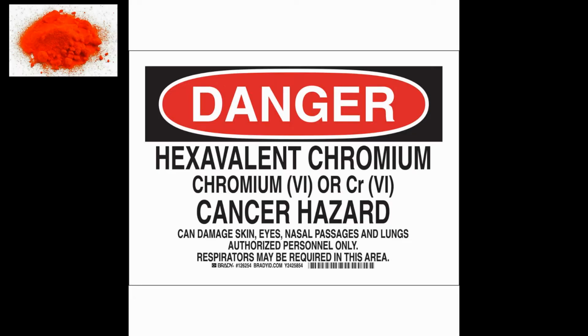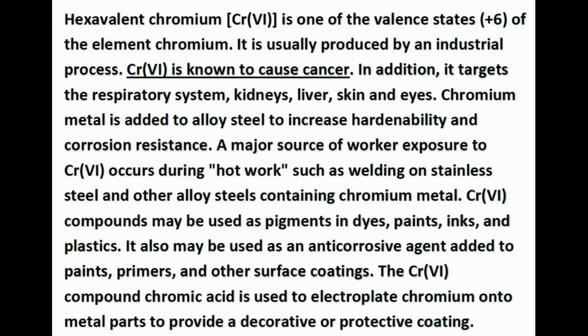And next we have hexavalent chromium, also known as chromium-6. Hexavalent chromium is one of the valent states of the element chromium. It is usually produced by an industrial process. Hexavalent chromium is known to cause cancer. In addition, it targets the respiratory system, kidneys, liver, skin, and eyes. Chromium metal is added to alloy steel to increase hardenability and corrosion resistance.